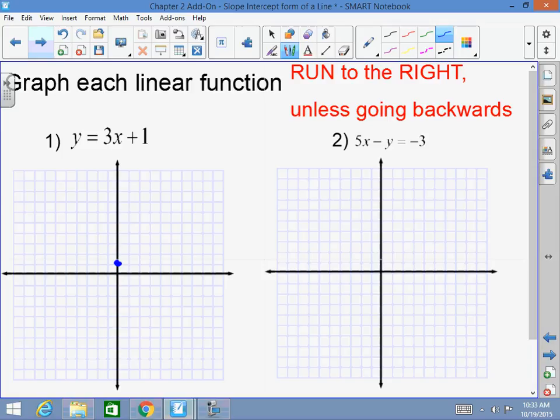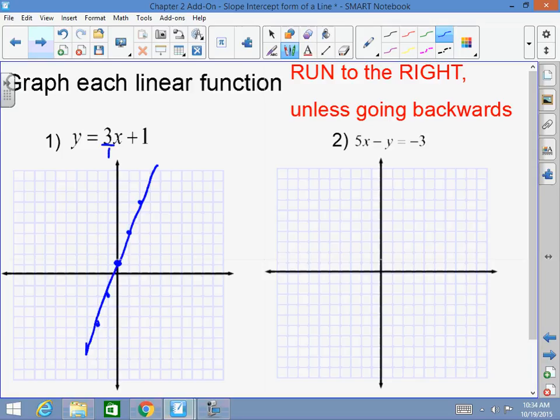What is my slope here? 3 over 1 is really the technical term, because there's an invisible 1 down there. So I'm going to go up 1, 2, 3, run 1 to the right. Up 1, 2, 3, run 1 to the right. You always run to the right, as we talked about when we talked about slope, unless going backwards. If I'm going backwards, then I go down 1, 2, 3, 1 to the left. Down 1, 2, 3, 1 to the left.